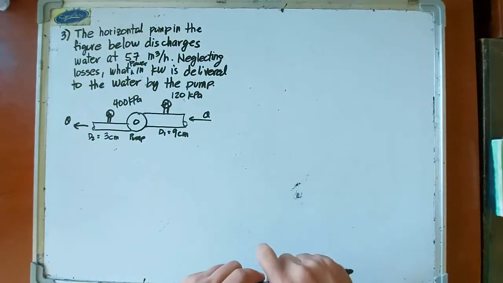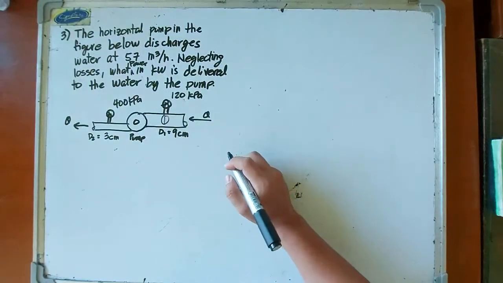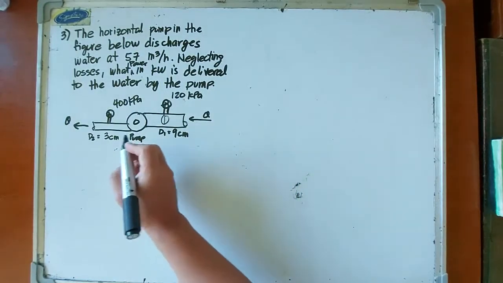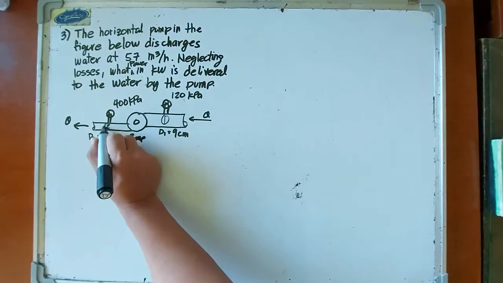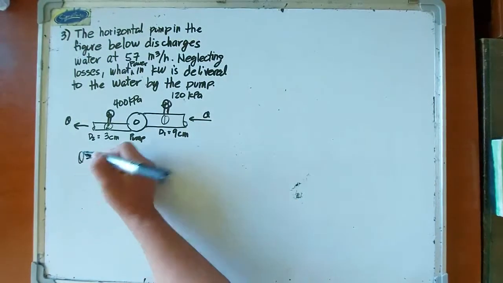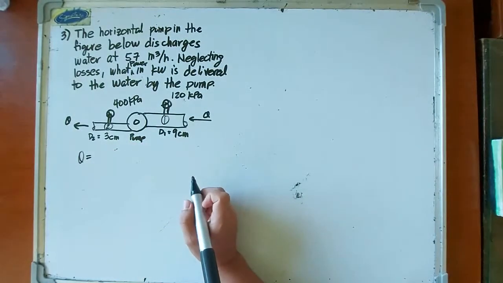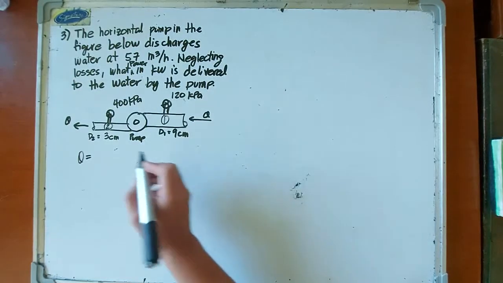So point 1 natin would be dito sa may pressure gauge 1, and then point 2 is dun sa may pressure gauge 2. At those points we know the pressure, so hindi siya unknown later on sa equation. Next is to apply the energy equation, but before that, since the discharge na given ay in terms of cubic meters per hour, we need to convert that to an equivalent discharge in cubic meters per second.